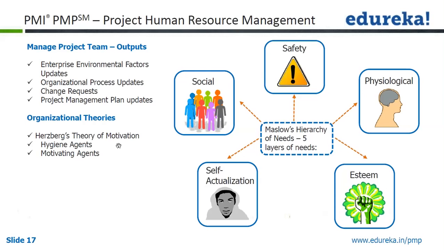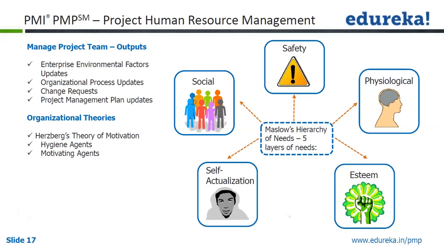Herzberg is essentially an organizational behavior scientist, and he has a theory of motivation. He says there are two agents, hygiene agents and motivating agents. So hygiene agents are with respect to having proper cubicles. So it is basic things being in place, getting salaries on time, and those constitute having a good environment and so on. So those constitute the basic hygiene agents.